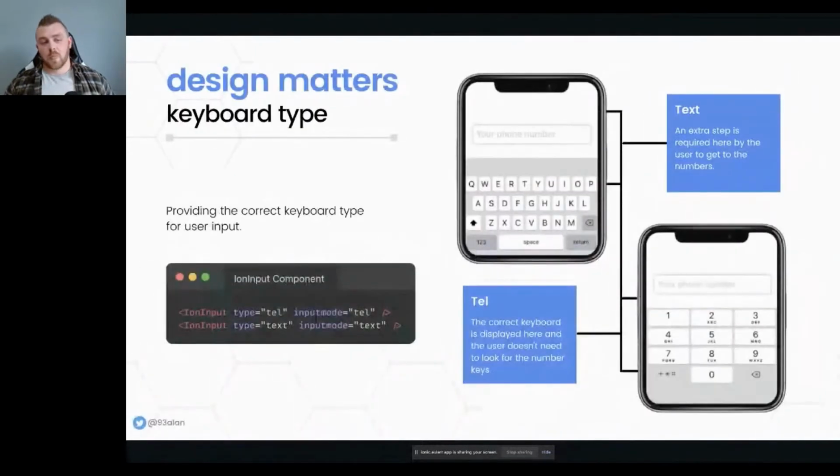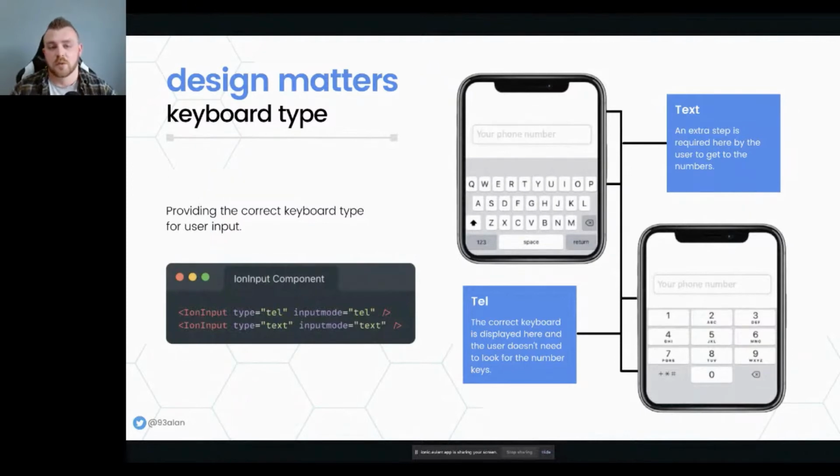Keyboard type. So this is a crucial point, especially in mobile apps. Providing the correct keyboard will really help eliminate extra steps that the user needs to take. Look at this example on the screen. So on the top left example, I have a keyboard type of text, but you'll notice that on both examples, the input that the user is expected to put in is their phone number based on the placeholder text.